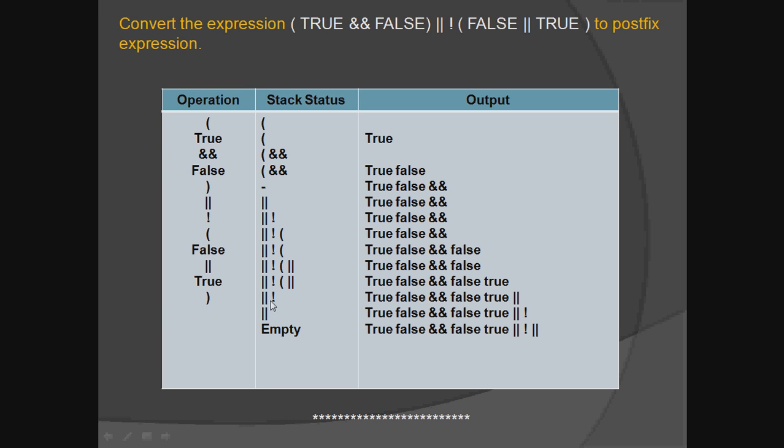Then finally the closing bracket is read, and out pops one by one. First the NOT operator will be popped out, and then next the OR operator will be popped out. Finally, since there are no more input values to be entered, the stack will become empty. Clear? And so this is how you get the output. This is another method of showing how we convert to a postfix expression using the stack table method.